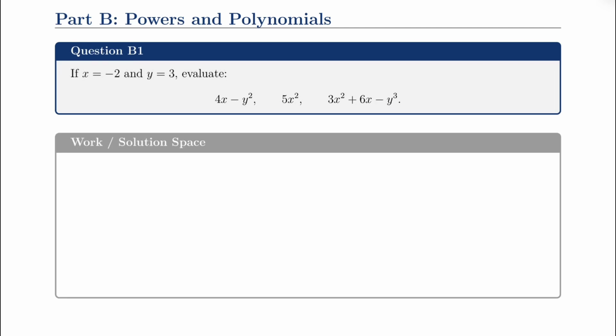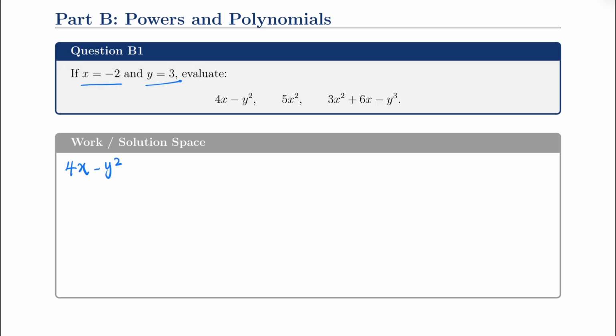Let us learn about polynomials, powers, and addition and subtraction. So let us go ahead and evaluate, say, 4x minus y squared, where x is -2 and y is +3.